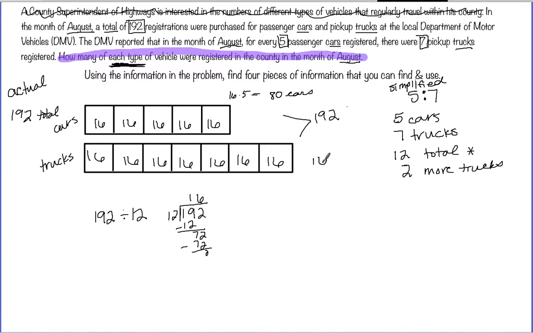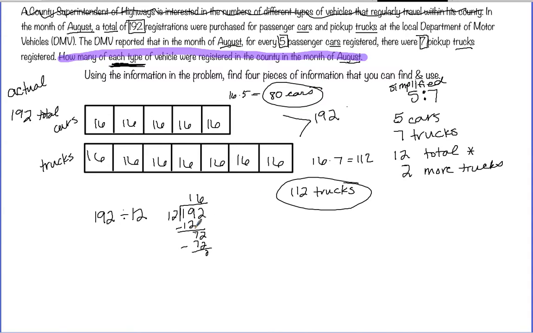So now I can do 16 times 7, and I know 7 times 6 gives me 42, carry the 4, 7 plus 4 is 11, so I get 112. So I know that there's 112 trucks. So here are my 2 answers for my number of each type.